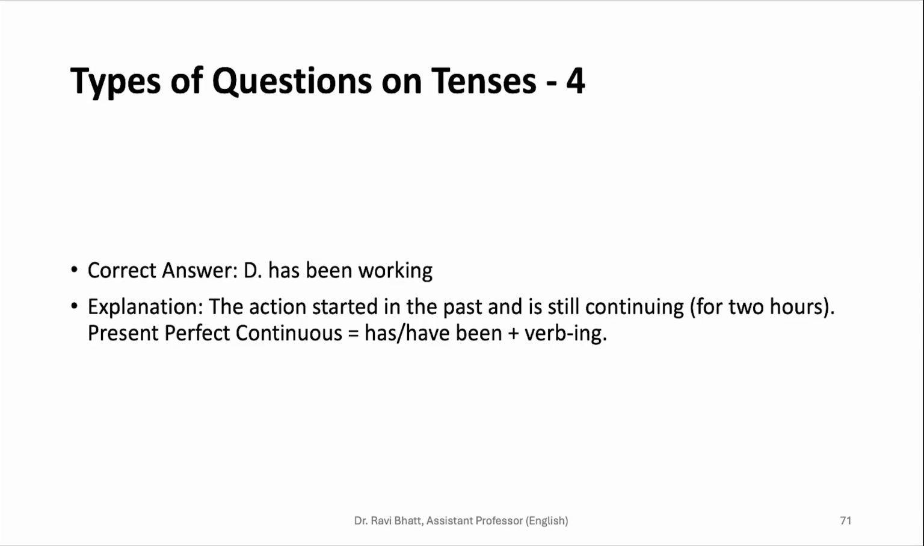Now, like I said, when do we use present perfect continuous? The reference of present perfect continuous always comes from the past, something that has started in the past and is still continuing for 2 hours. So we use present perfect continuous here, that is has or have been plus the ing form of the verb. So the explanation would be the action started in the past and is still continuing for 2 hours. Here we will use present perfect continuous. She has been working.